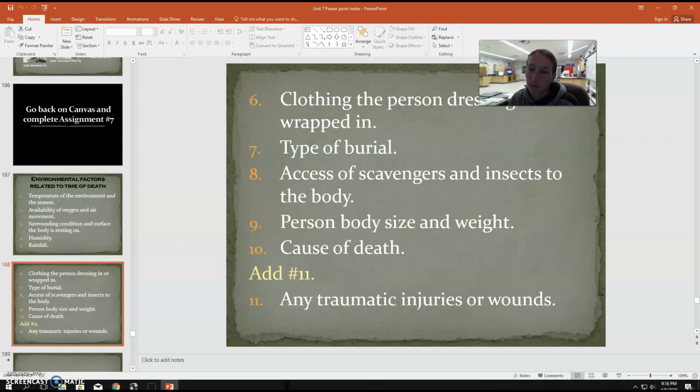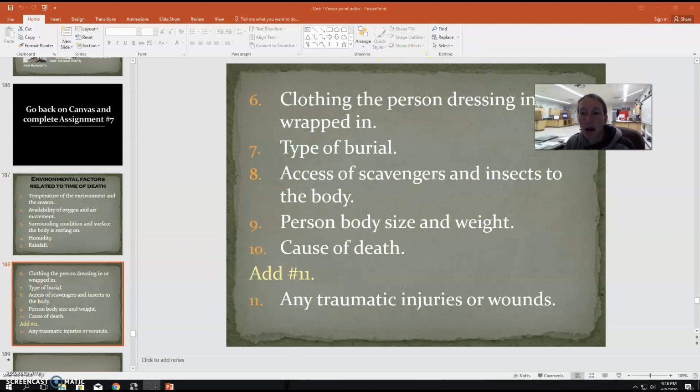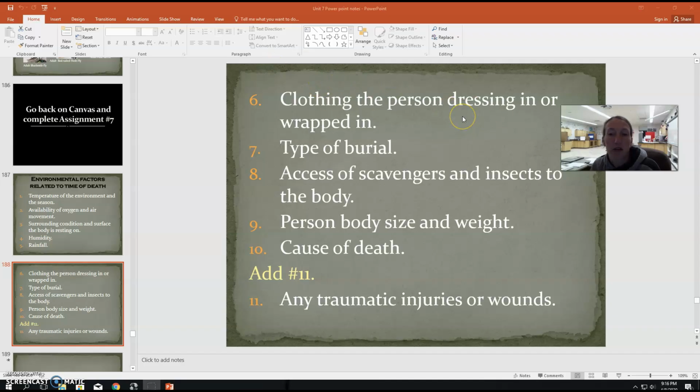Okay, let's look at this one. So dependent upon the clothing the person is dressed in, the more clothes, the more tightly wrapped, it slows down decomposition. If you're in a swimsuit versus a winter coat, the swimsuit, more exposed skin, more exposed to the weather, the elements, it's going to speed it up. The more clothing you have on, the more insulated you are, it's going to slow it down. Type of burial, that's if you're buried below ground or if you're above ground, in a box, in a bag versus not.